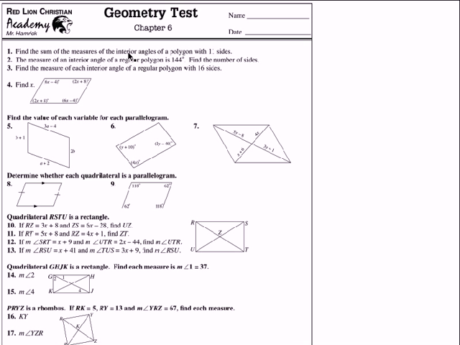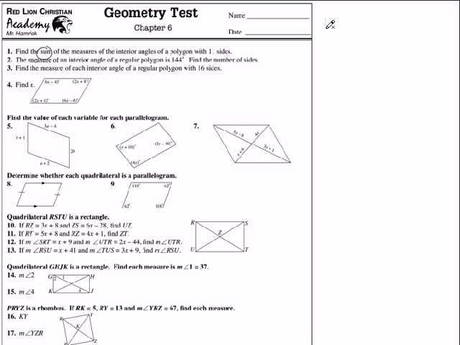Alright, this is our last test as far as a review for the midterm. So let's get started. Number 1, it says find the sum of the measures of the interior angles of a polygon with 11 sides. The sum of the measures of the interior angles. It means all the interior angles, all the inside angles, what do they add up to be? Not each one, but what do they add up to be? Thus the word sum. Alright, make sure we understand that.